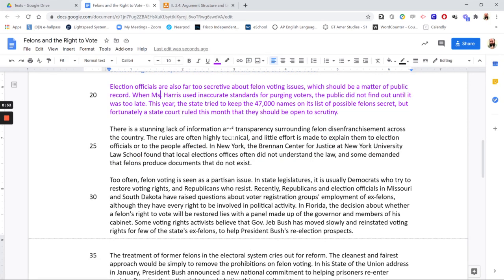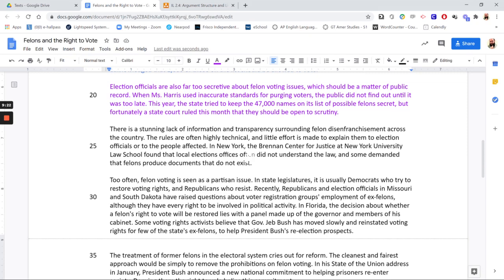There is a stunning lack of information and transparency surrounding felon disenfranchisement across the country. The rules are often highly technical, and little effort is made to explain them to election officials or to the people affected. In New York, the Brennan Center for Justice at New York University Law School found that local elections offices often did not understand the law, and some demanded that felons produce documents that do not exist.